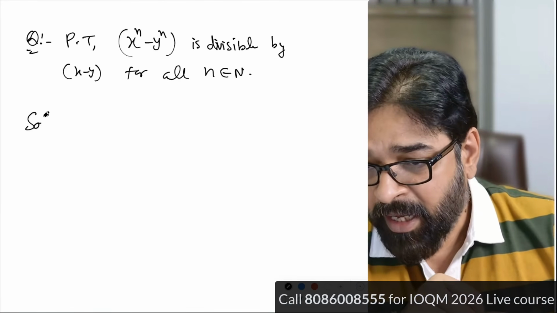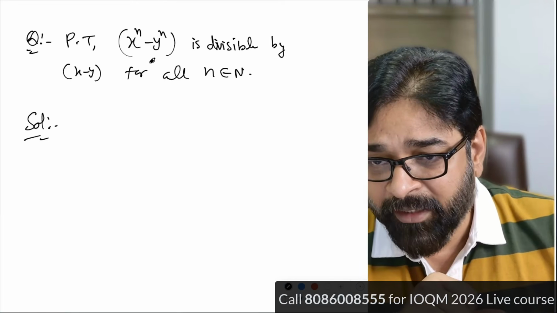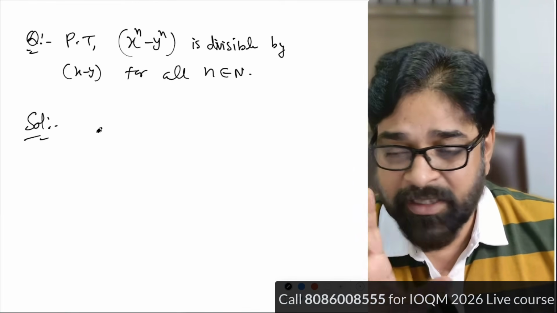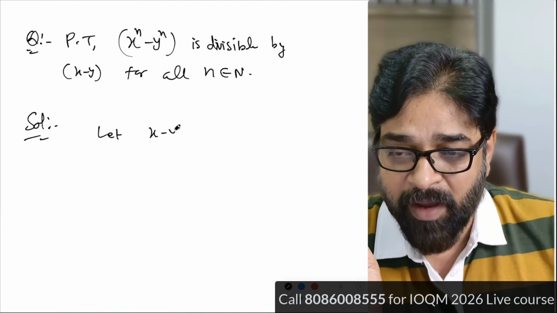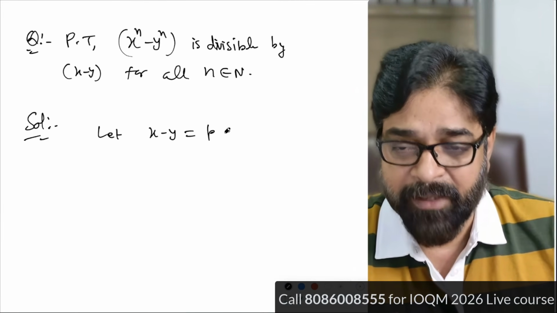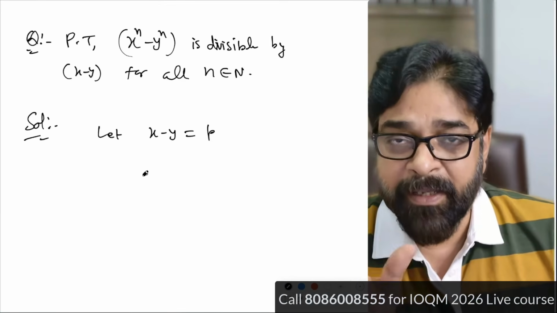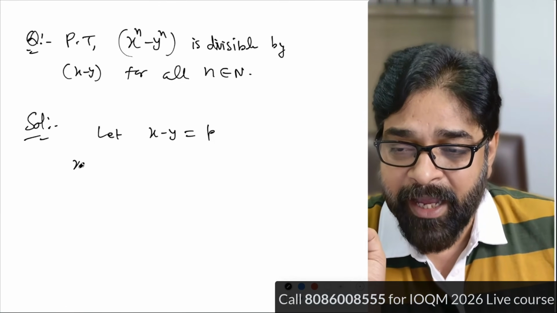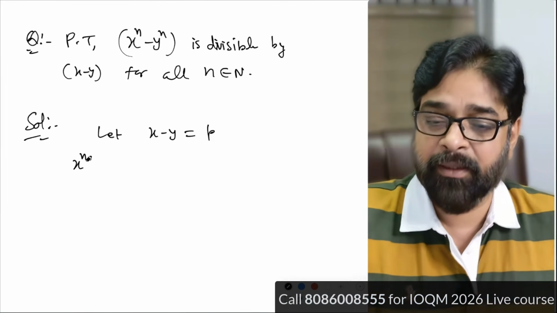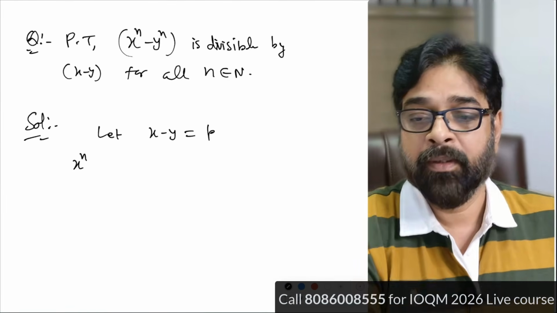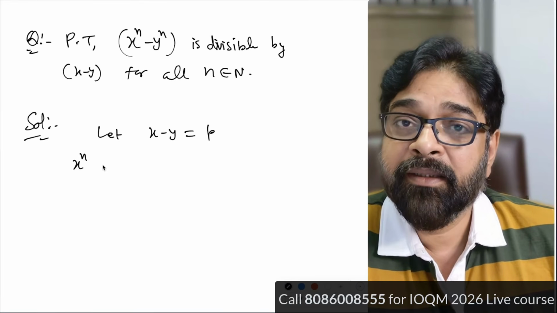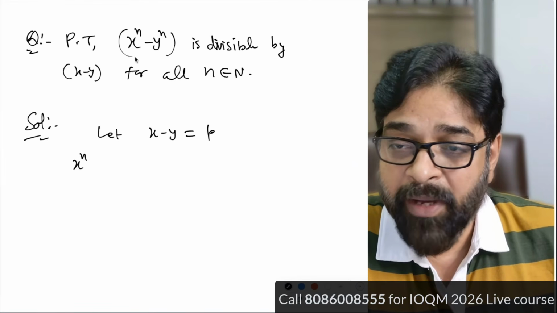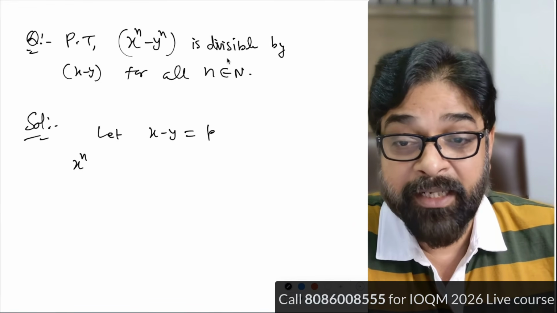Okay. I want to prove that this quantity is divisible by x minus y. First thing, x minus y, I will take as a single number. Let x minus y equal to something, let's say p. That means I have to find x power n. So we have to prove x power n minus y power n is divisible by x minus y.